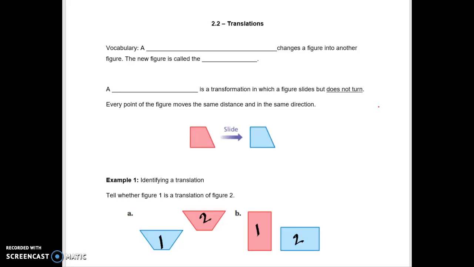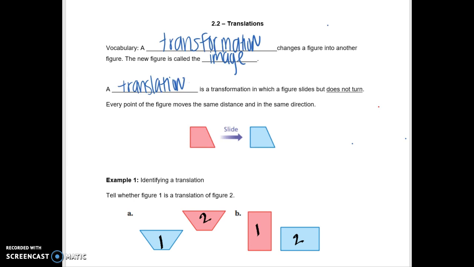Guys, today we'll be talking about translations, and that is a type of transformation. So a transformation changes a figure into another figure. The new figure is called the image. A translation is one type of transformation.